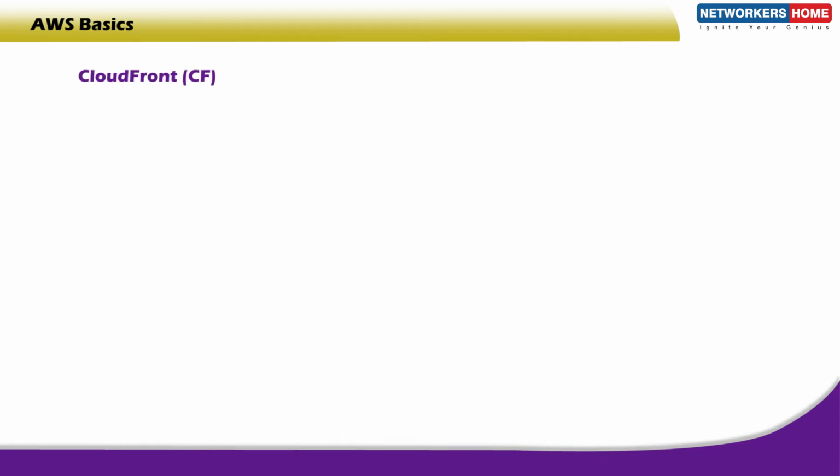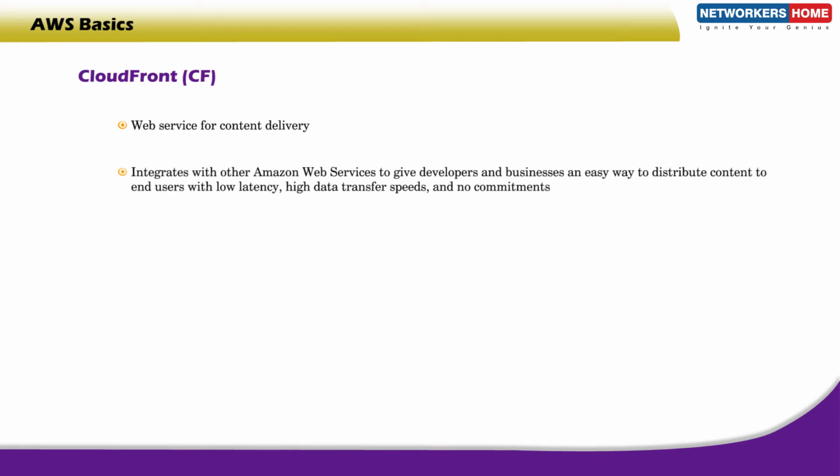CloudFront, CF. Amazon CloudFront is a web service for content delivery. It integrates with other Amazon Web Services to give developers and businesses an easy way to distribute content to end users with low latency, high data transfer speeds, and no commitments. Amazon CloudFront delivers your content using a global network of edge locations. Requests for your objects are automatically routed to the nearest edge location, so content is delivered with the best possible performance.